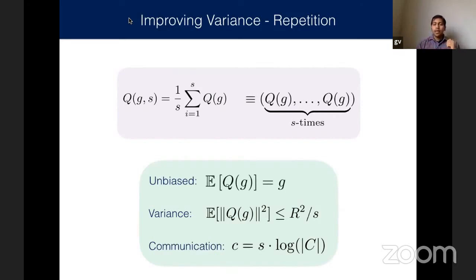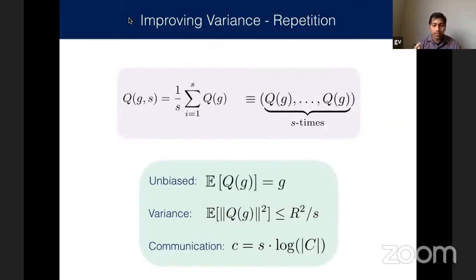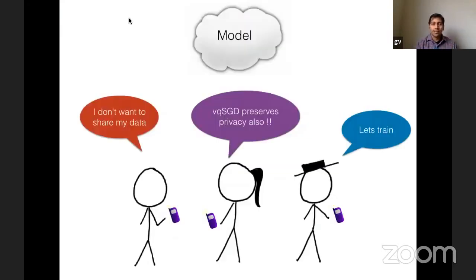And this scheme is essentially a generalization of most of the previous quantization schemes. QSGD is just a specific case of the entire quantization scheme that I've just described. If you take the point set to be the set of all S-sparse binary vectors, then what you end up with is just the QSGD scheme. So our scheme generalizes most of the previous quantization schemes. And as a bonus, this vector quantization scheme also preserves privacy.